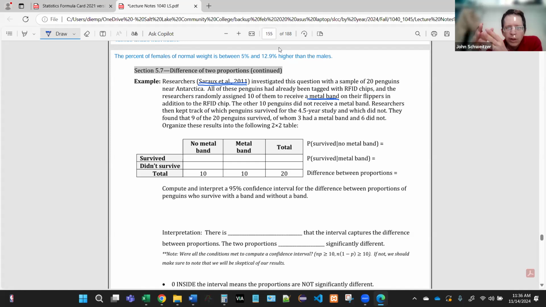But they were always wondering, maybe these metal bands are actually detrimental to the penguins. Seems reasonable, right? It certainly wouldn't help to have a metal band on the flipper, but maybe it's not harming them at all, right? So that's what they were trying to figure out.